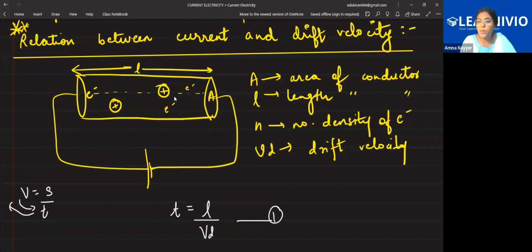So you know speed is equal to distance by time. So we can say time is equal to distance by speed. If an electron is moving from one end to another end, the entire length is L, meaning the distance it covers is L. And the speed we are talking about is the drift velocity, correct? So we have the drift velocity and we have the length. So time becomes length by drift velocity.